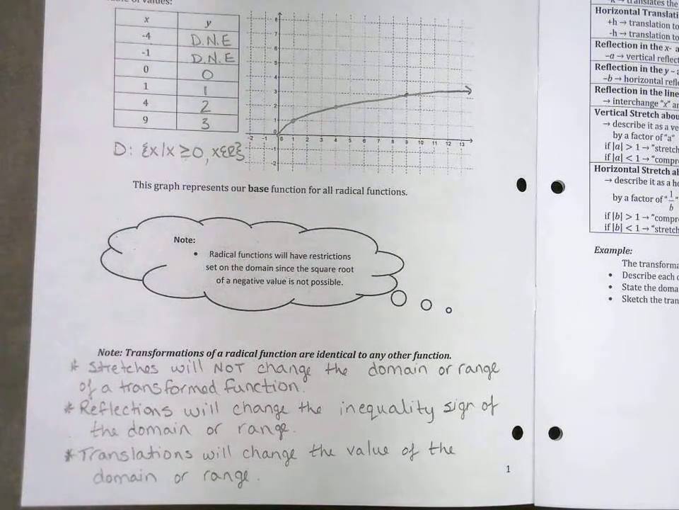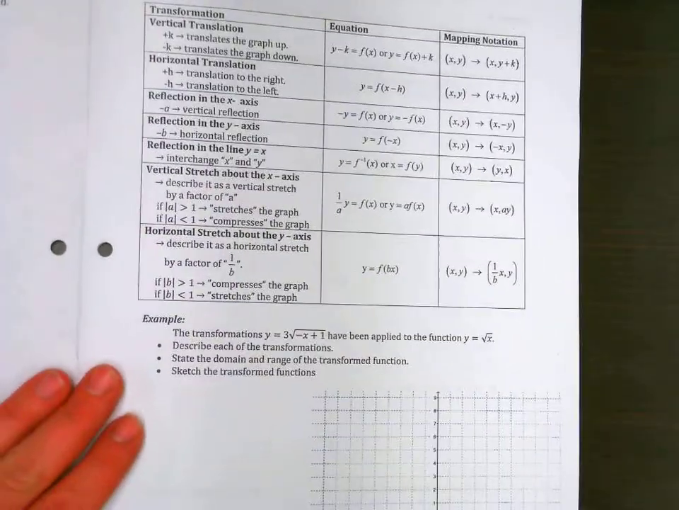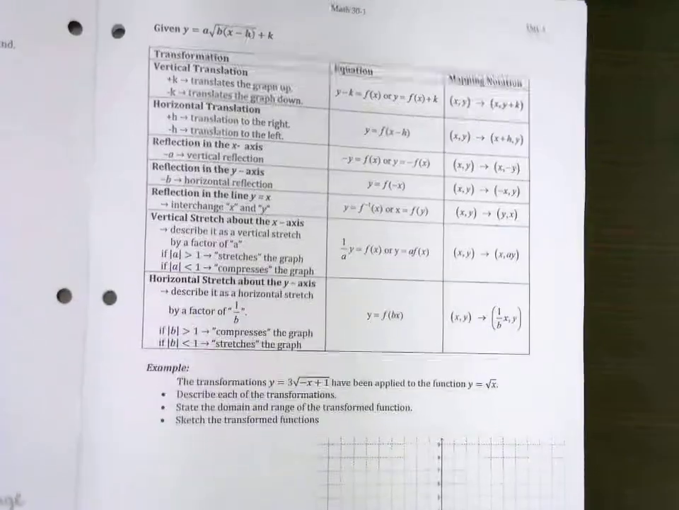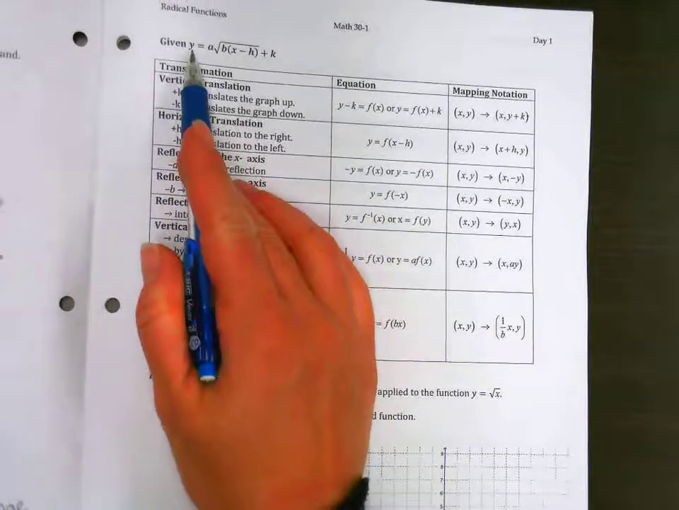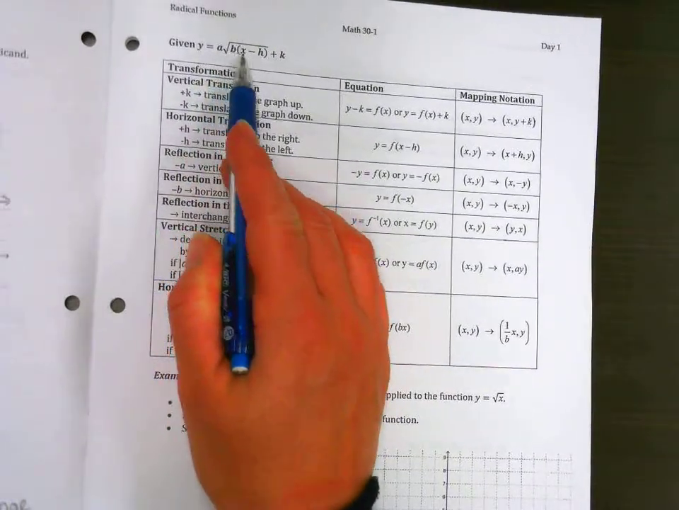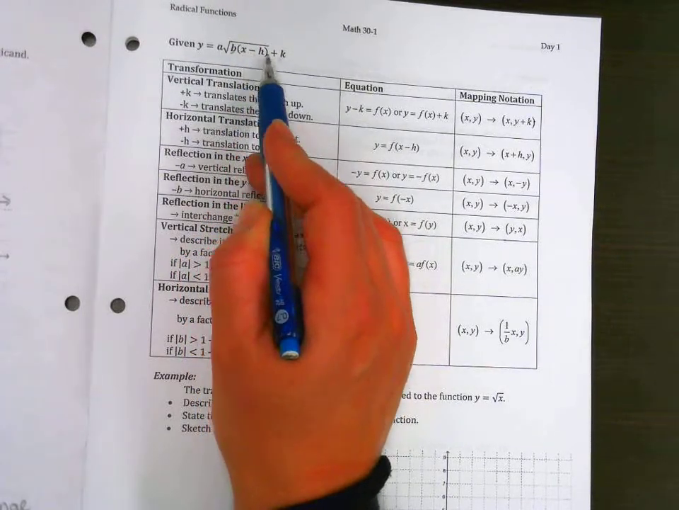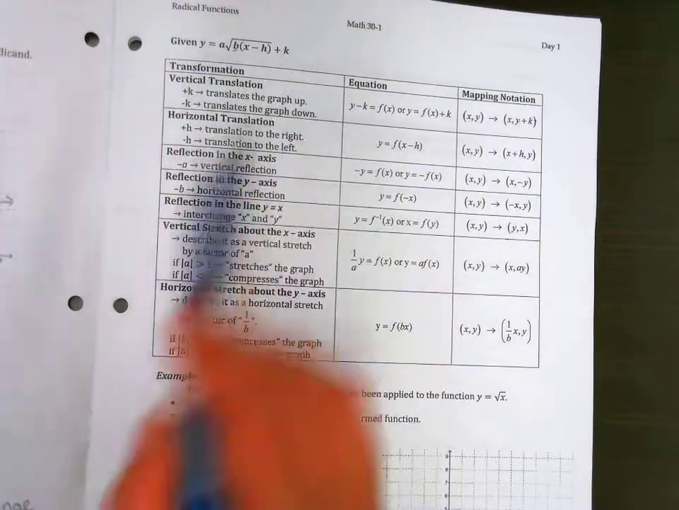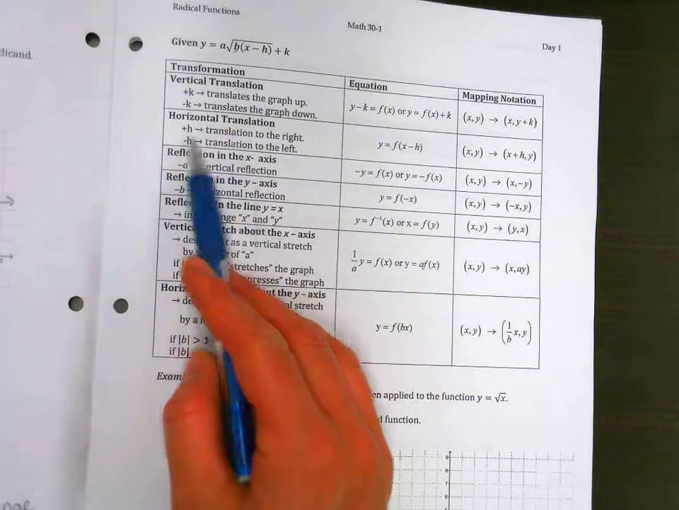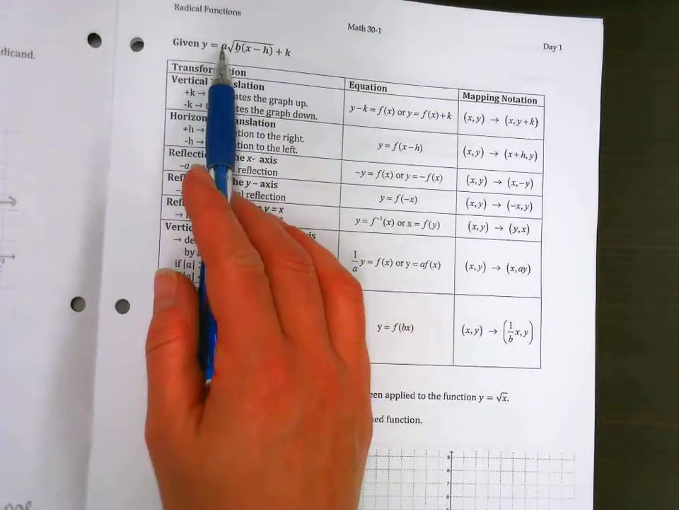How do transformations affect radical functions? The same way as we've talked in transformations. So given the function y equals a root b, where you notice our b factor is factored out of x minus h, plus k. So same type of thing. Vertical translations relate to our k value. Horizontal translations relate to our h value. Reflection in the x-axis would be applied to a negative a. Reflection in the y-axis would be, our b value would be negative.